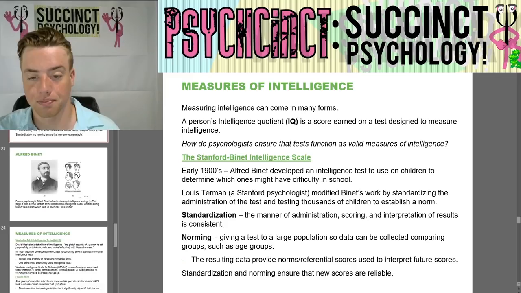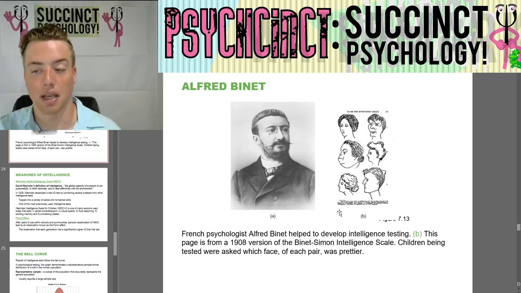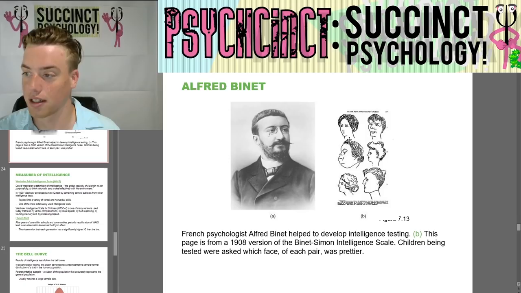So, Alfred Binet, see him right here, very handsome man. French psychologist Alfred Binet helped to develop intelligence testing. And second figure B, this page is from a 1908 version of the Binet-Simon intelligence scale. Children being tested were asked which face of each pair was prettier. So they look at all these faces of each pair, and each pair they pick the prettier face.